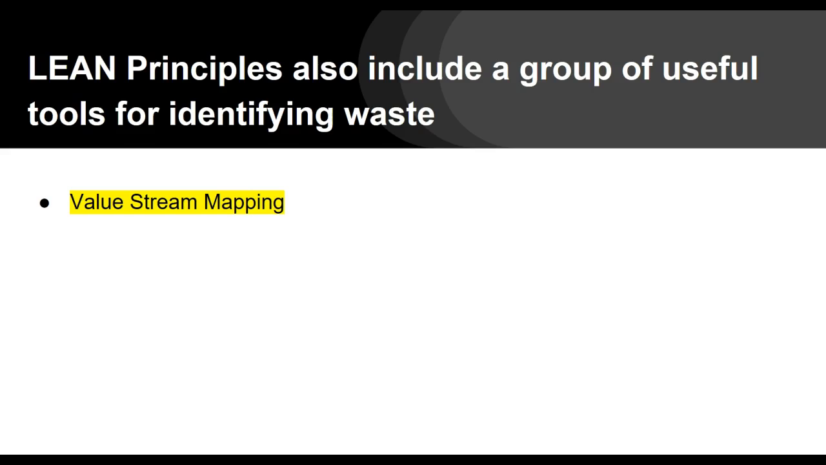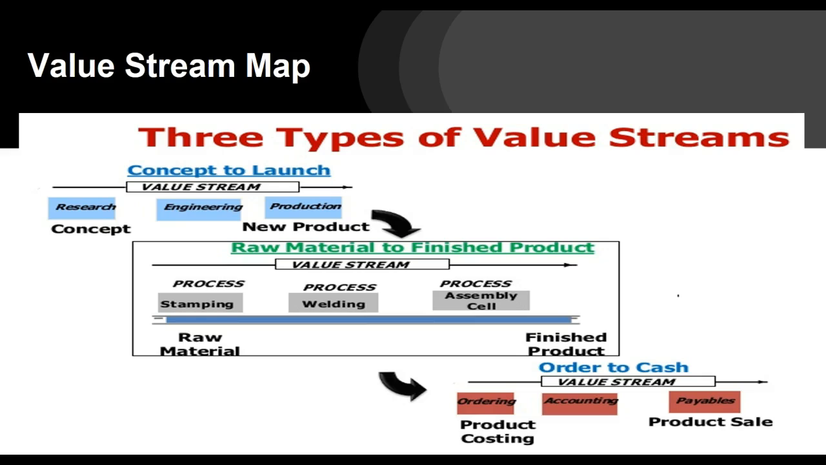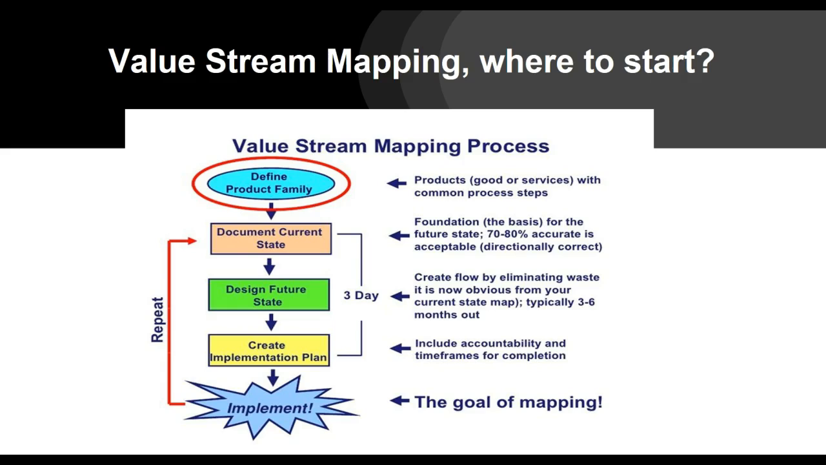Today we're going to talk about value stream mapping. In value stream mapping, we've got three different types: concept to launch, that's also seen in software development, raw materials to finished products, and then order to cash. Many of us are familiar with order to cash in retail type of situations. So value stream mapping, where to start, right?